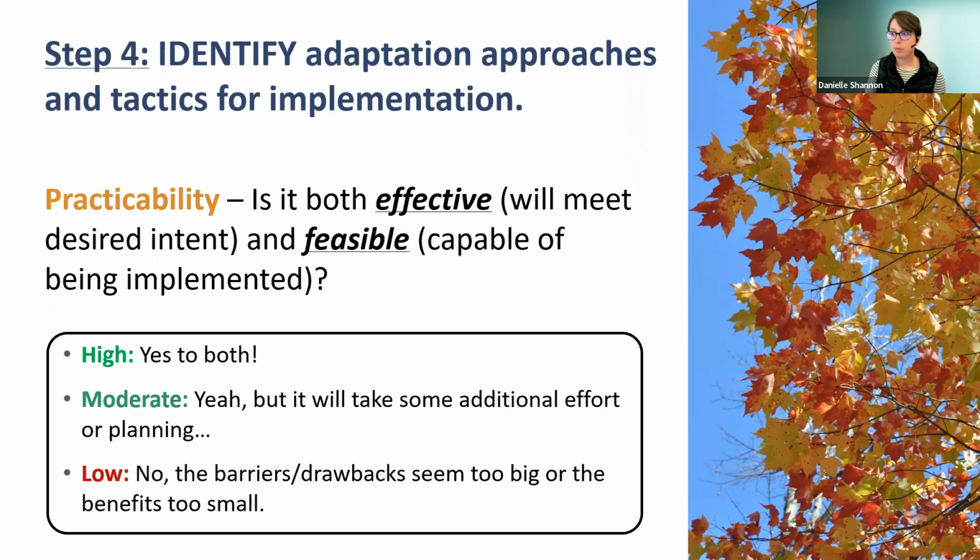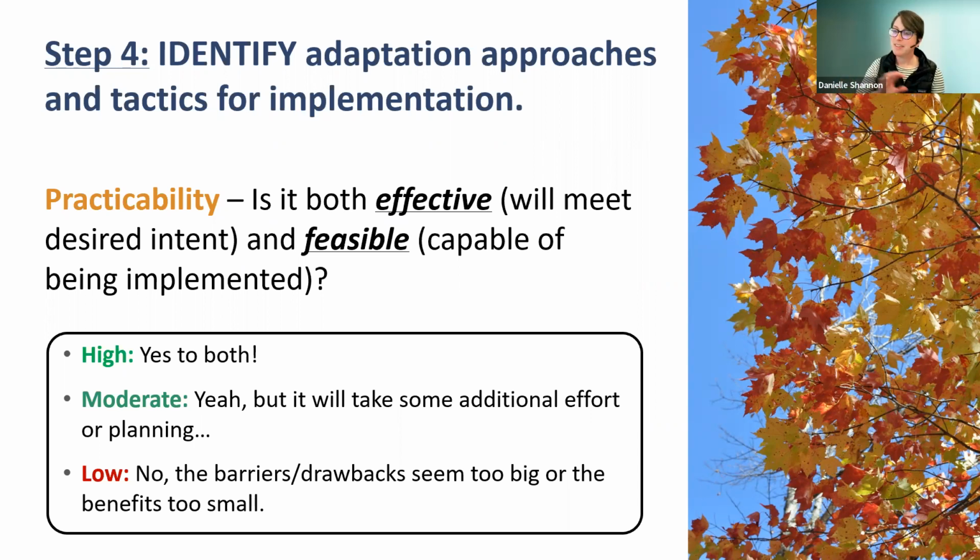Next, we'll ask about practicability. So you might want to practice saying that word. I have to. Practicability. And this is saying, is your tactic both effective, that it will meet your desired intention, and also feasible of being implemented? So you can understand why that's a nice leveling variable to say, what's the bottom line here? Is it practical? Is it both effective and feasible? You will say either yes, it has high practicability, maybe moderate, because it will require some additional effort, or maybe it has low practicability. The barriers and drawbacks are just too big.